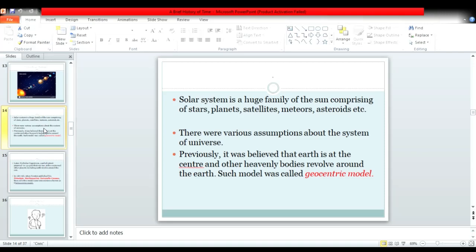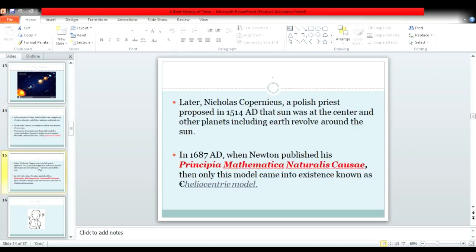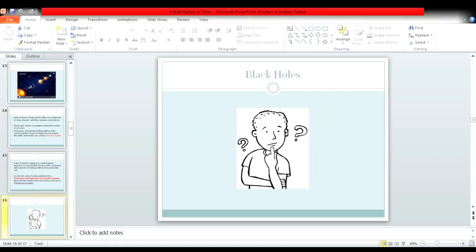There were previous assumptions about the system of the universe. Previously it was believed that Earth is at the center and other heavenly bodies revolve around the Earth. This was called the geocentric model. So now let's see the next one. Later, Nicolaus Copernicus of Polish origin proposed in 1540 AD that the Sun was at the center and other planets, including Earth, revolved around the Sun. In 1687 AD, when Newton published his Principia Mathematica, only then did this model come into existence, known as the heliocentric model.